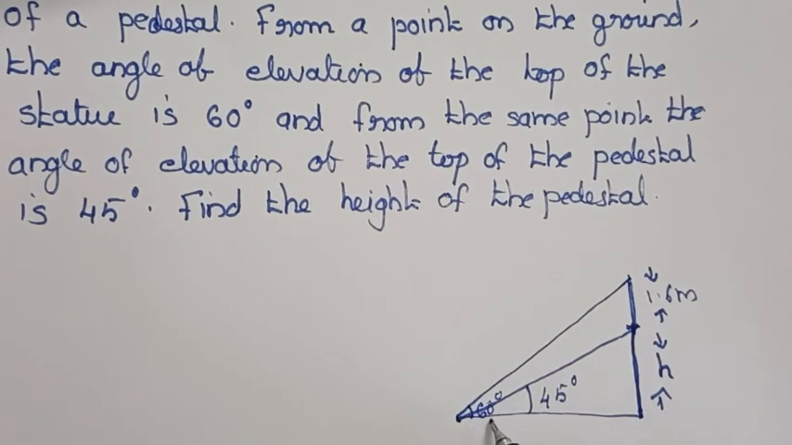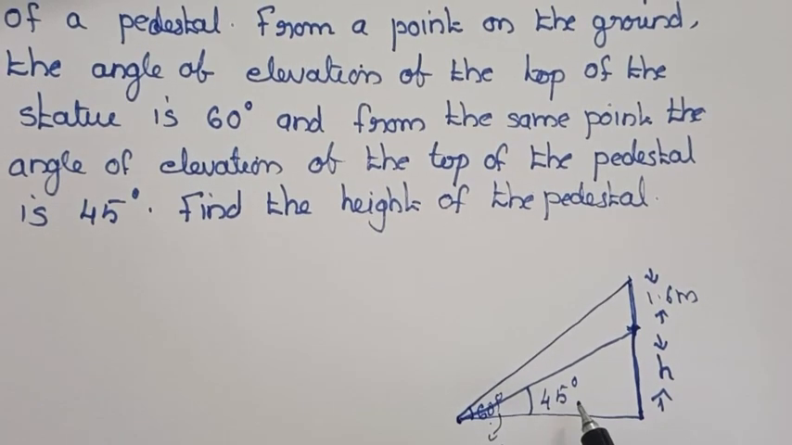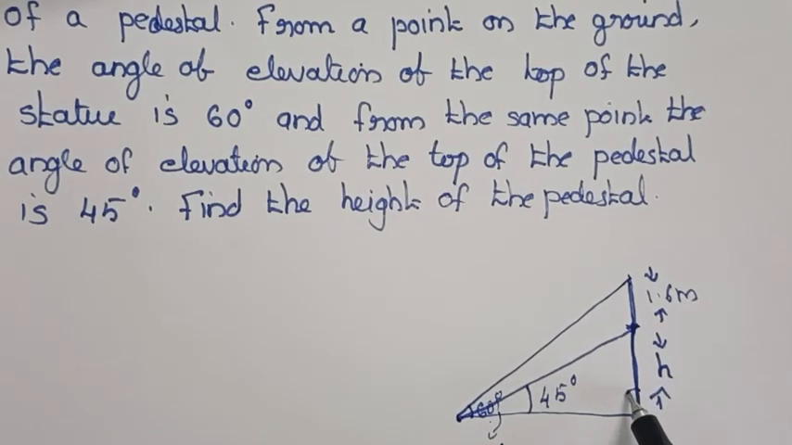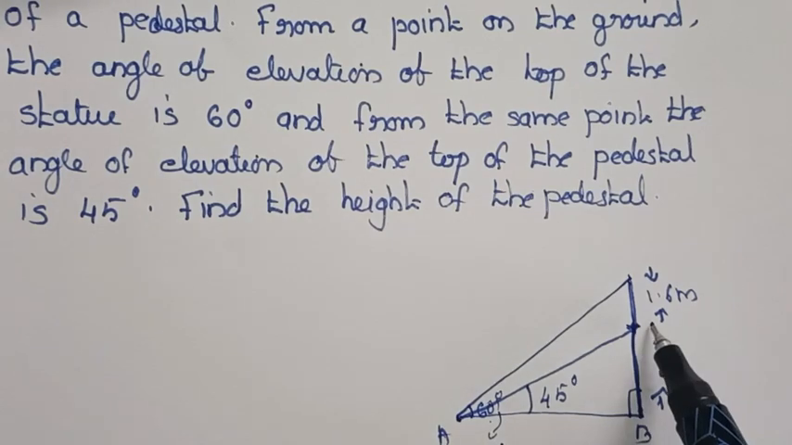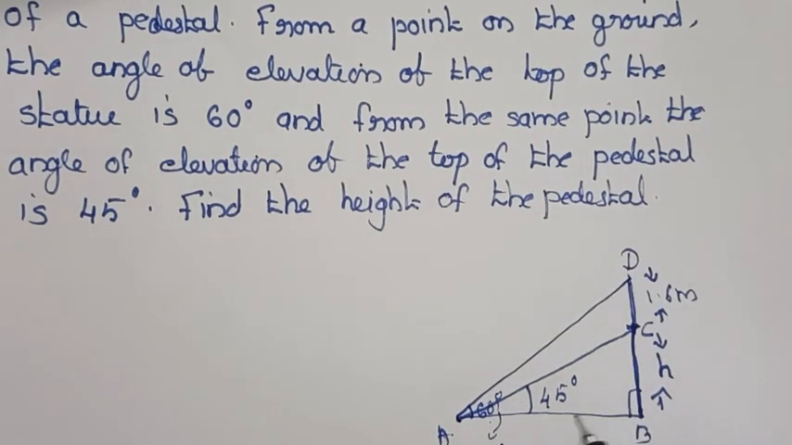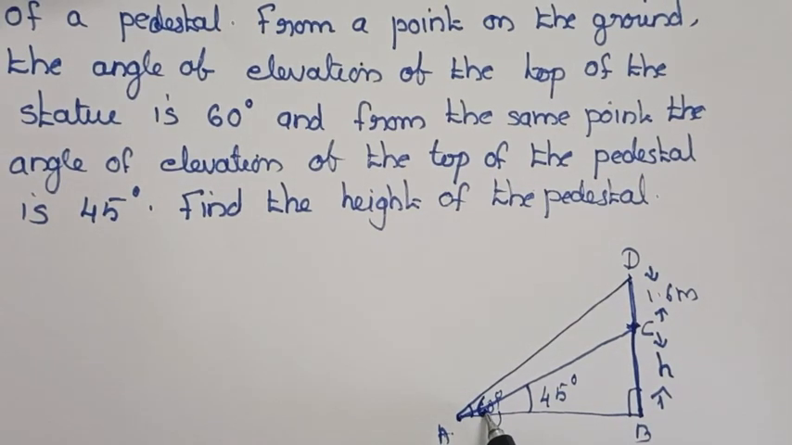Total angle 60 degrees. Here it is 60 degrees, and here it is 45 degrees. Now find the height of the pedestal. That's the question. So we have to take two right triangles, ABC and ABD. This angle is 60 degrees.